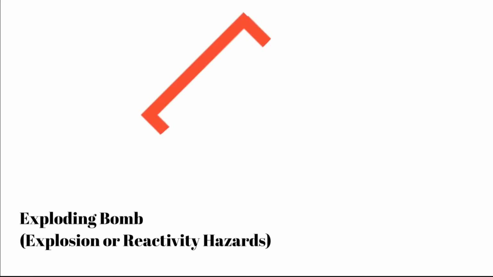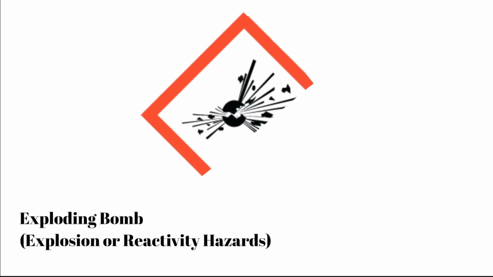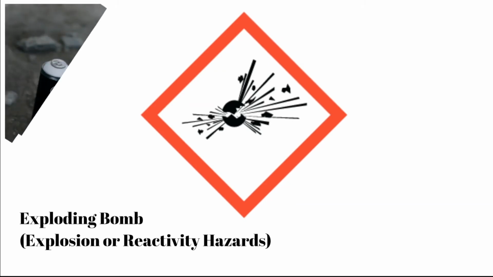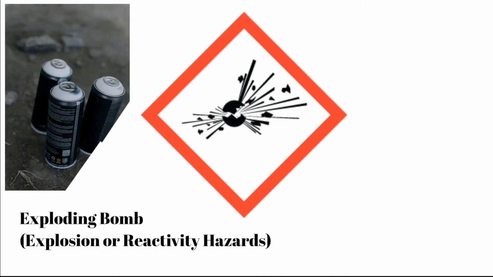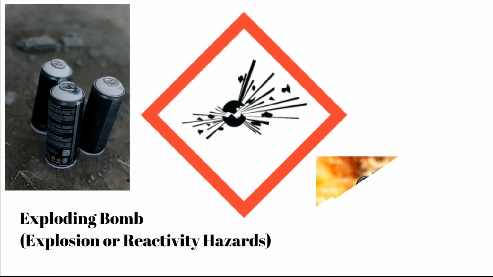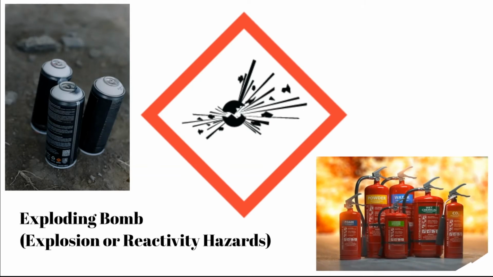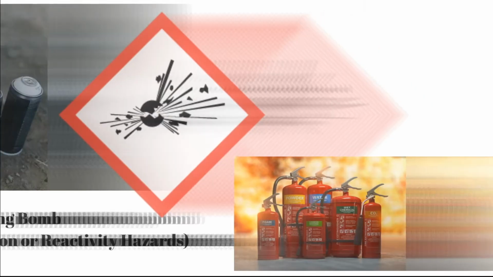Exploding bomb. The symbol of an object exploding is used to clearly signify that the material is explosive and risks combusting when handled improperly. These materials should be handled only by professionals, under safe conditions, and always handled with extreme care. Proper storage of these materials is paramount, as some may be sensitive to heat or light, and their explosiveness poses a massive risk for serious injury or death.